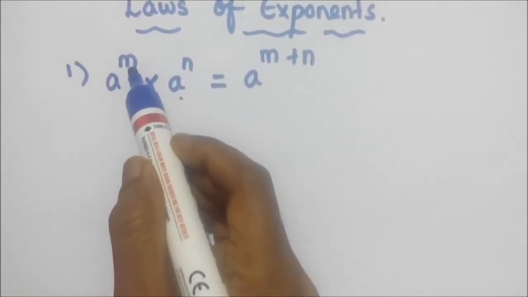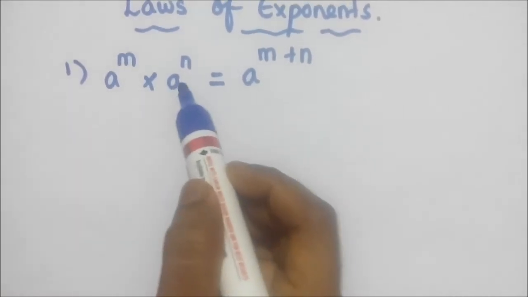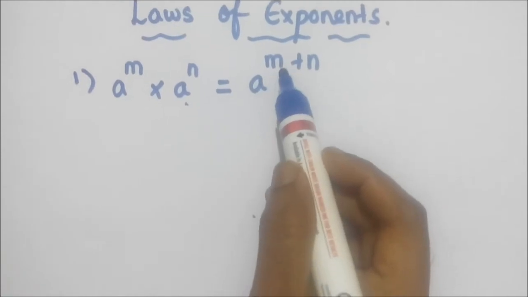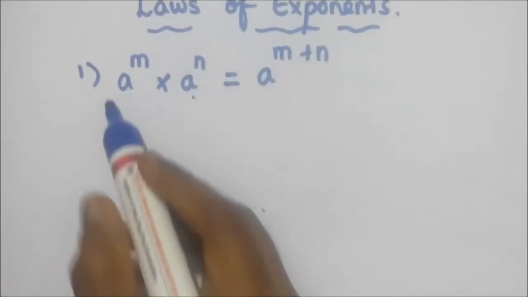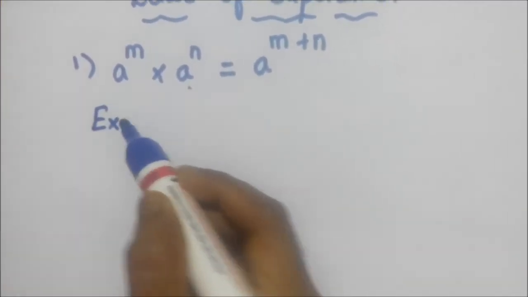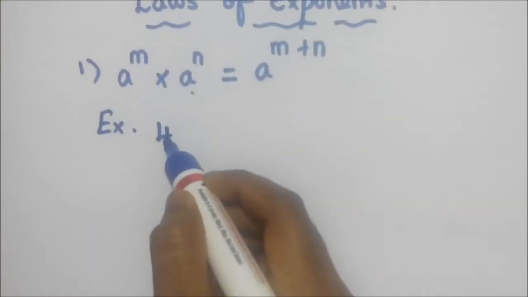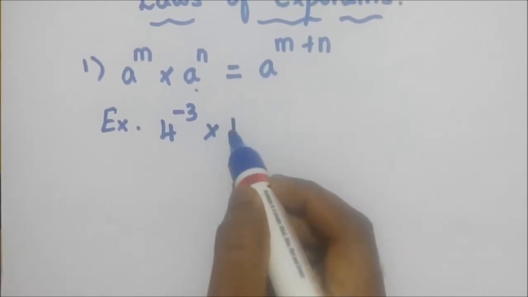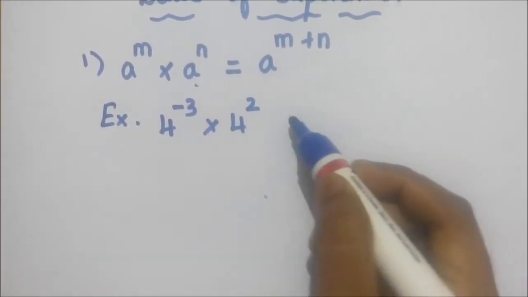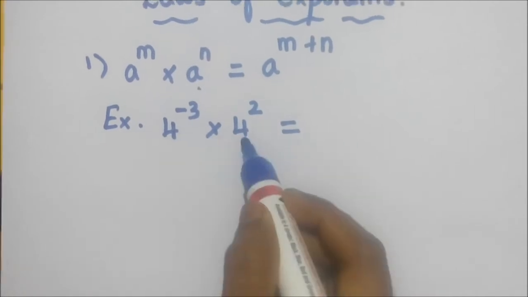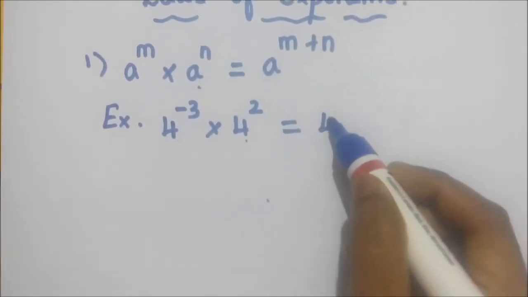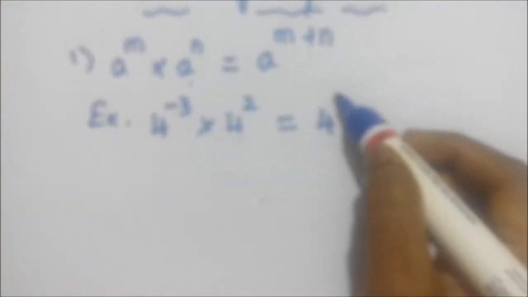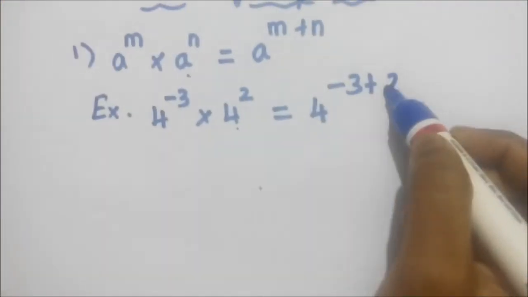So a raised to the power m into a raised to the power n is equal to a raised to the power m plus n. Let's see one example. 4 raised to the power minus 3 into 4 raised to the power 2 is equal to, here the base is same, so we need to write it one time. Now we need to add the powers. Minus 3 plus 2.